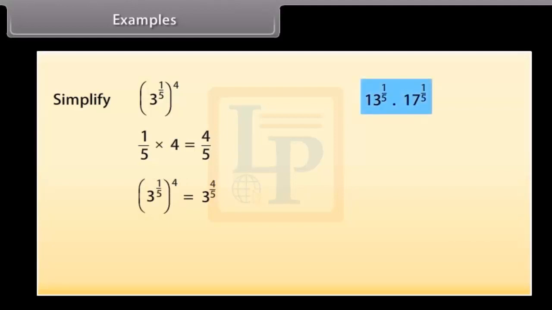Now look at the second example. 13 raised to the power 1 by 5 multiplied by 17 raised to the power 1 by 5 is equal to 13 multiplied by 17 whole raised to the power 1 by 5, which is equal to 221 raised to the power 1 by 5.